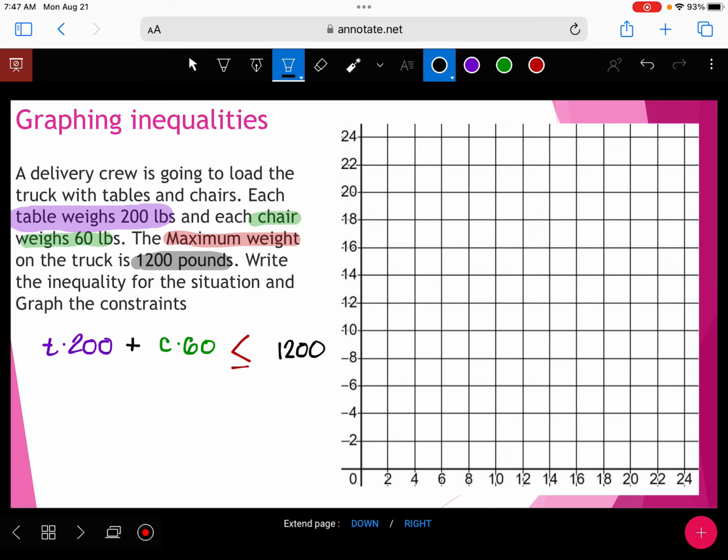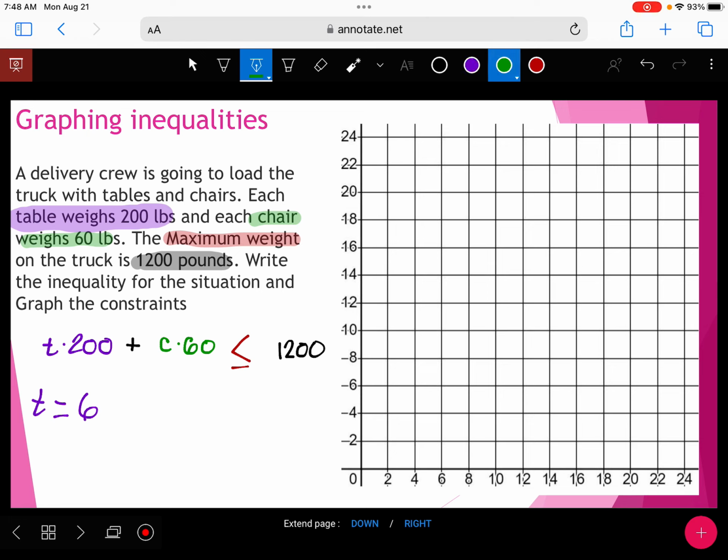We don't have anything labeled on which side, so you guys can pick which side is tables, which side is chairs. Genuinely doesn't matter. How many tables? If I brought no chairs and just tables, how many tables could we bring? 6. So my intercept on tables, I could bring at most 6 tables.